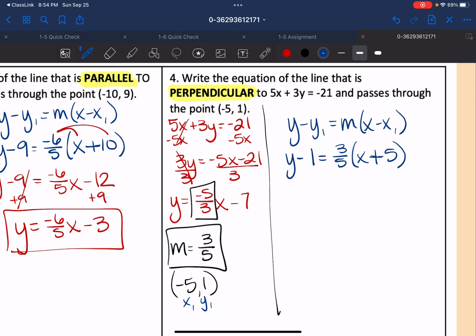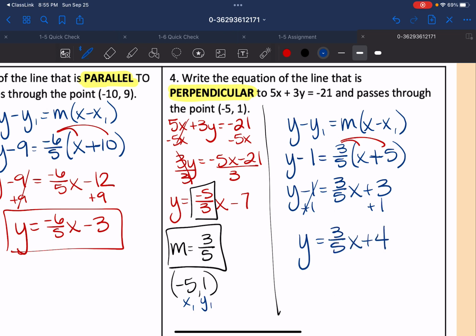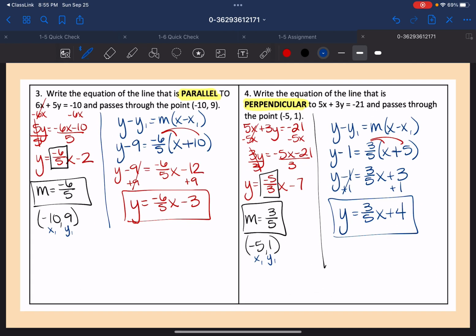Two negatives make a positive. So let's go ahead and distribute the 3/5. So y minus 1 equals 3/5 x. 3 times 5 is 15, divided by 5 is 3. And then we can add that 1 over there to get y by itself. y equals 3/5 x plus 4. And there are our perpendicular lines. So our first equation and our latest equation would be perpendicular if you were to graph them in y equals form and plot them on a graph. Same steps every time, just pay attention to whether you're looking for a parallel line or a perpendicular line, but the steps will be the same.